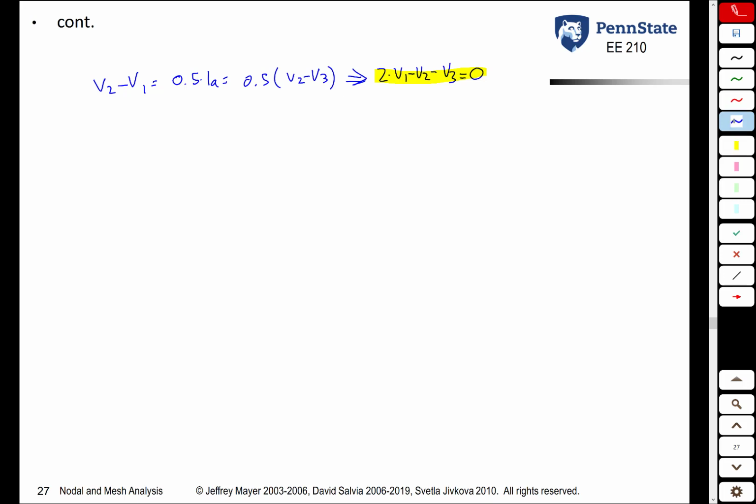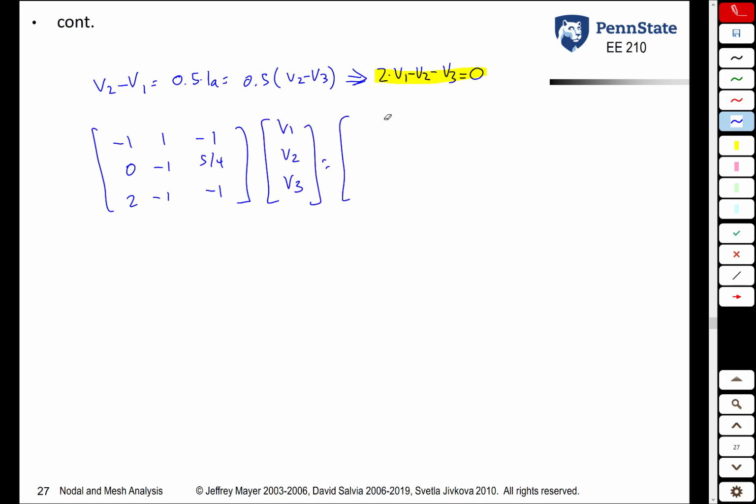But from the coefficients of the 3 equations, we get the following matrix. -1, 1, -1, 0, -1, 5/4, 2, -1, -1, times a voltage vector V1, V2, V3. Right-hand side is -10, 6, and 0. Where does this come from? Once again, it comes from these coefficients.